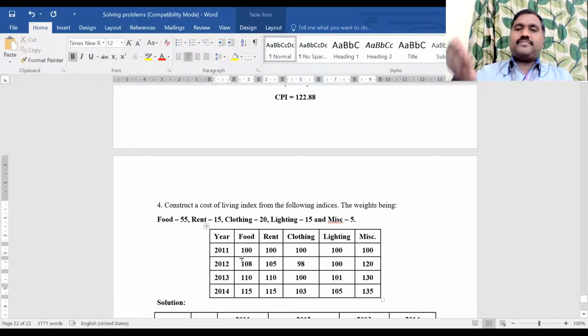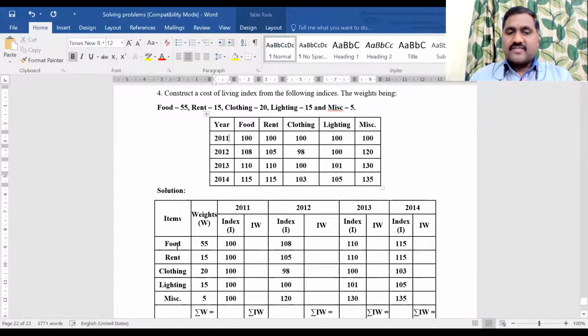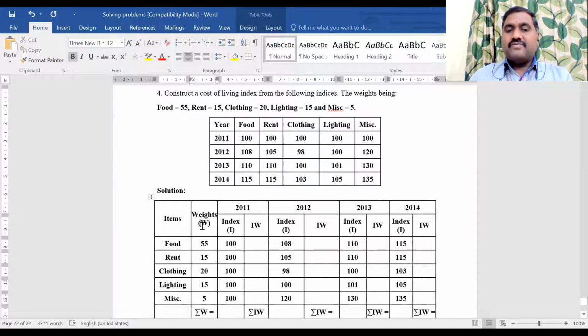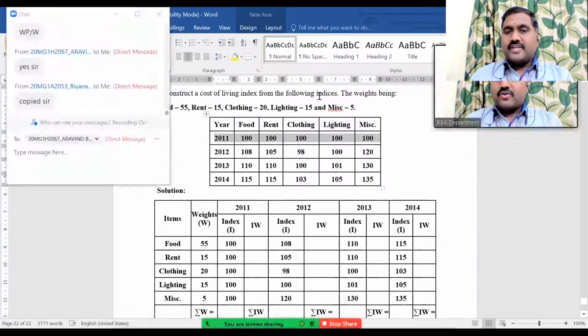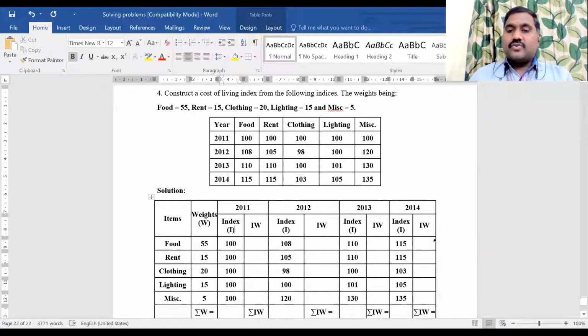Now we need to make it in a normal table. So what I did is, I wrote the food items on the left hand side, right? And I opened a column for weight. Weight already given, 55. And for 2011, this is the index value. Following indices, not price, sorry, it is indices. Index value is given, I. So I wrote index I here and opened one more column IW for 2011 alone.